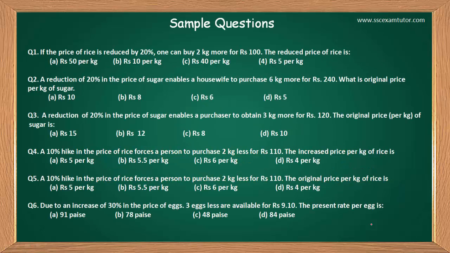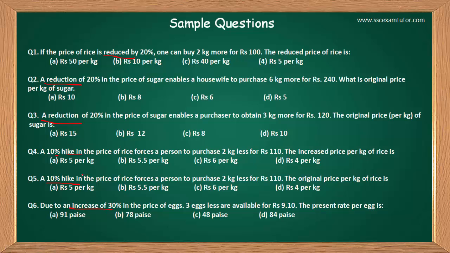As you can see on your screen, these are a particular type of questions that are asked every year in SSC CGL exam. This particular type is again divided into two types. One that starts with reduction or decrease, for example, question 1, 2, 3. And another type that starts with hike or increase, for example, question 4, question number 5, and question number 6.